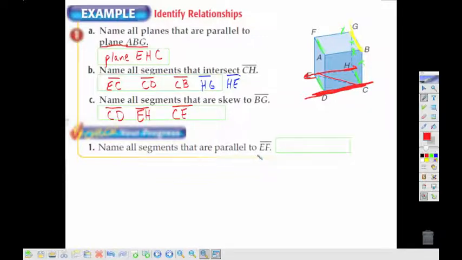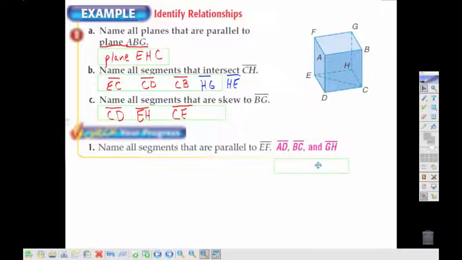Now all the segments that are parallel to EF, go ahead and take a moment, pause it, and figure that out. Okay, and then the answer is AD, BC, and GA.